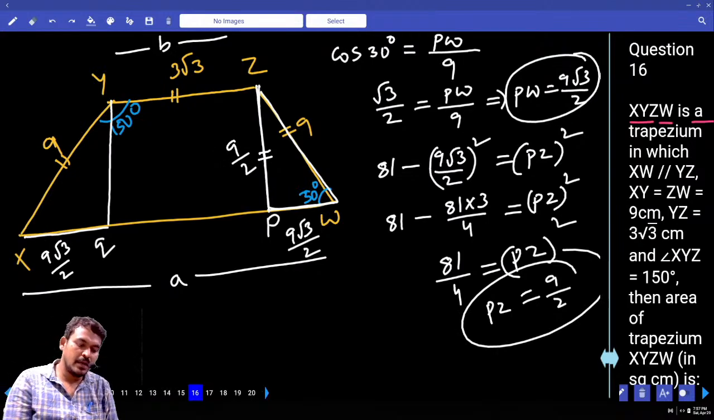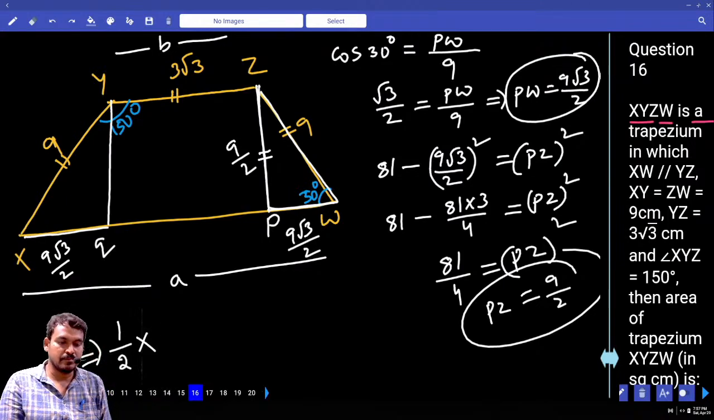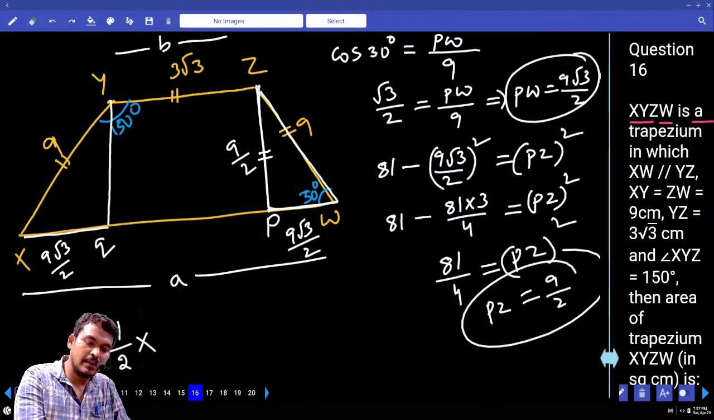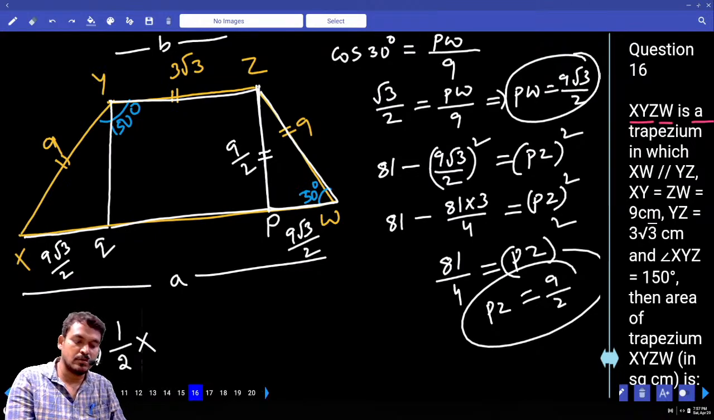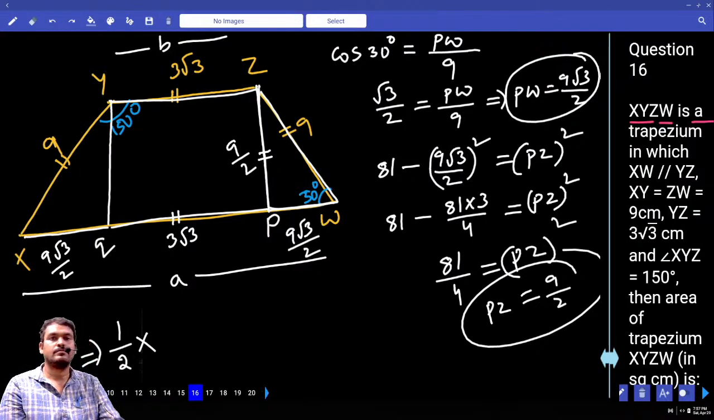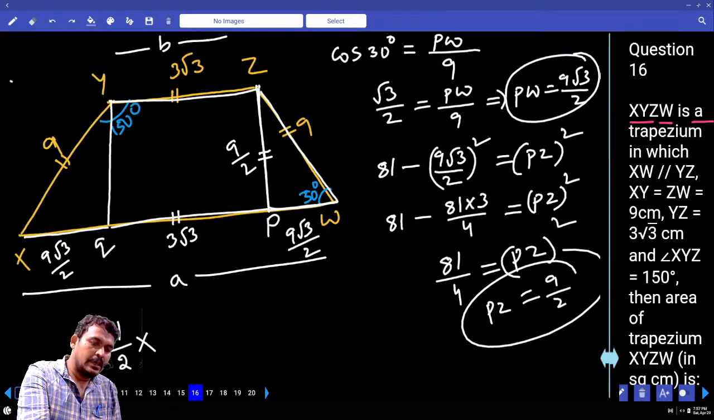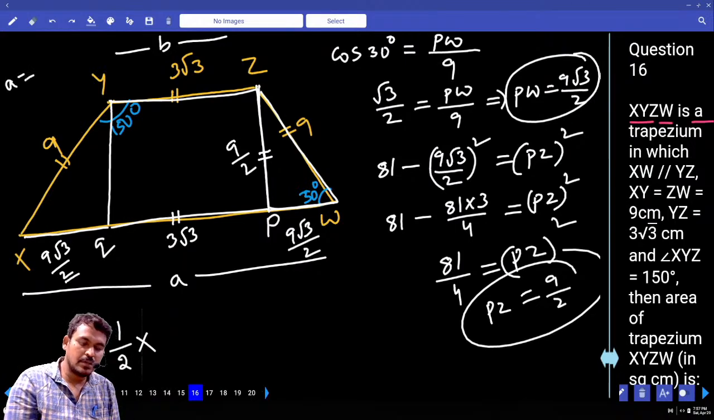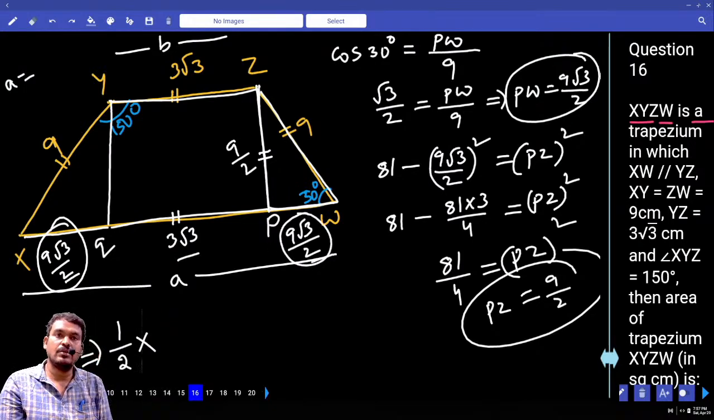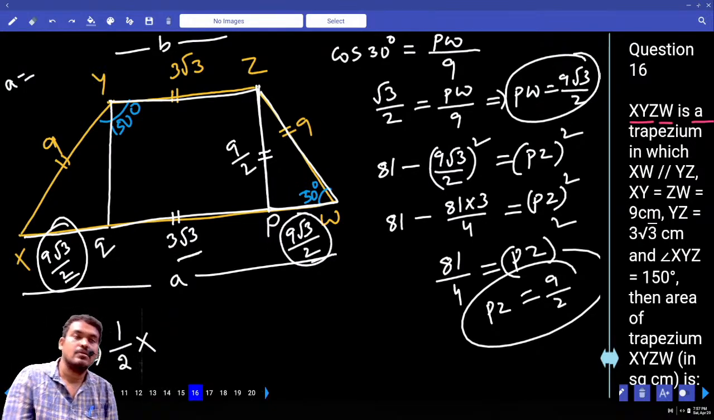Area. Area means half into A plus B, or only A? A plus B. Just 1 minute. What is the YZ value? 3 root 3. YZ 3 root 3 means QP also 3 root 3. This is 3 root 3, or not? Okay. What is the total A value? A equal to how much? 9 root 3 by 2, 9 root 3 by 2 plus 3 root 3, or not? 9 root 3 by 2 plus 9 root 3 by 2, 9 root 3, or not? Plus 3 root 3. 12 root 3, or not?